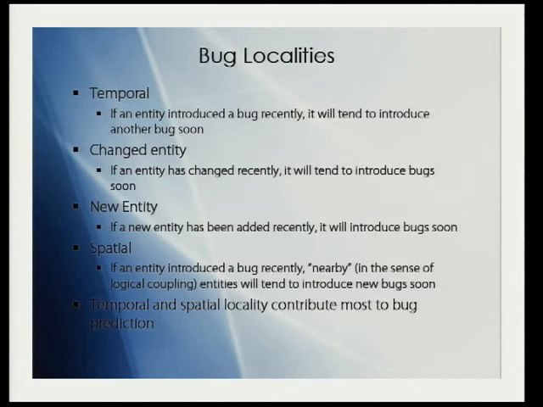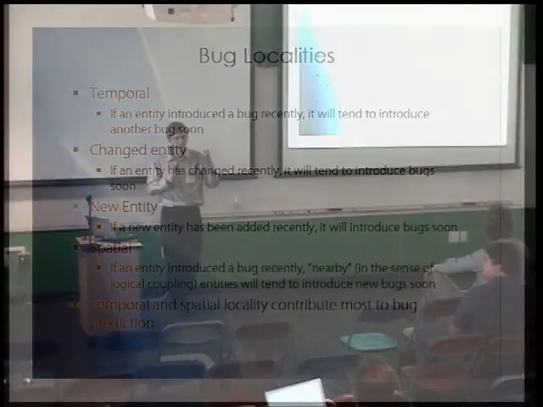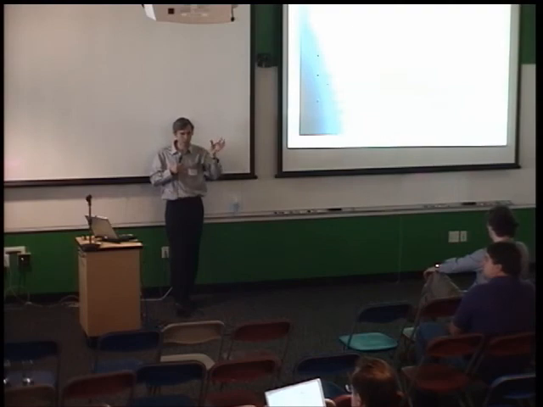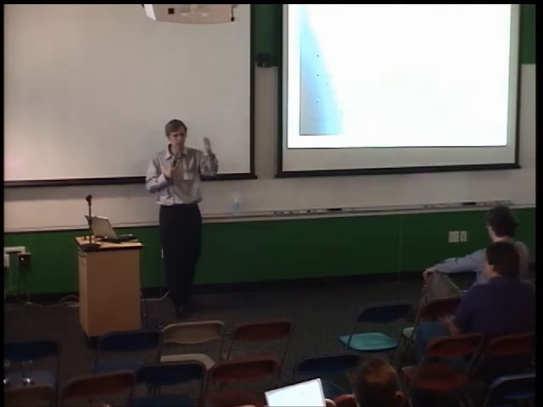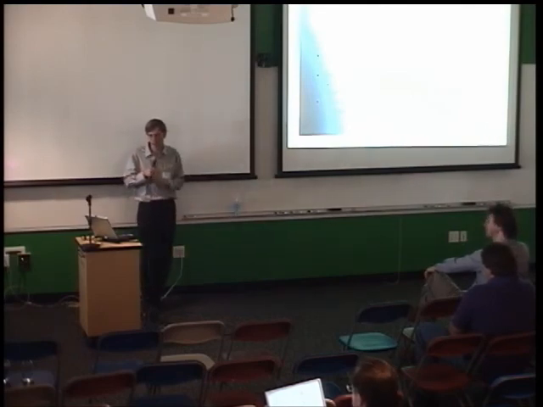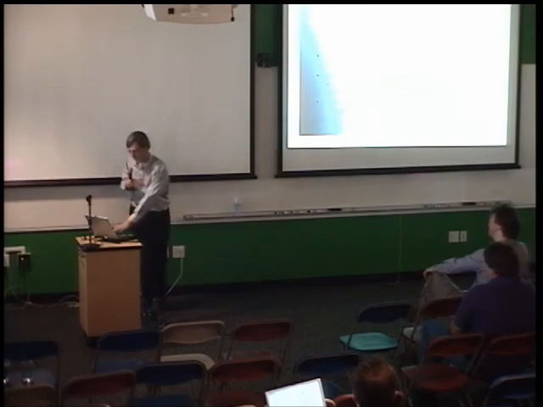If you've added a new entity, we find that suspicious. And then if you've introduced a bug nearby, in the sense that it was in the same SCM commit or logically coupled, it'll also tend to introduce new bugs soon. The idea here is that if a developer has some mismatch in their mental model and they're making a change, that problem in their mental model will cause them to introduce errors in a number of different places, not just one. So what we found is that this temporal and spatial locality contribute the most to bug prediction.